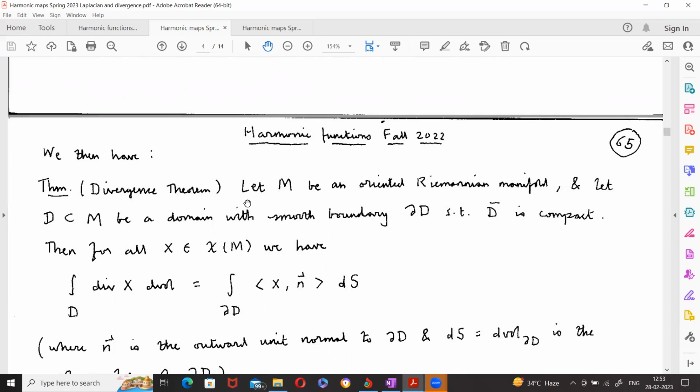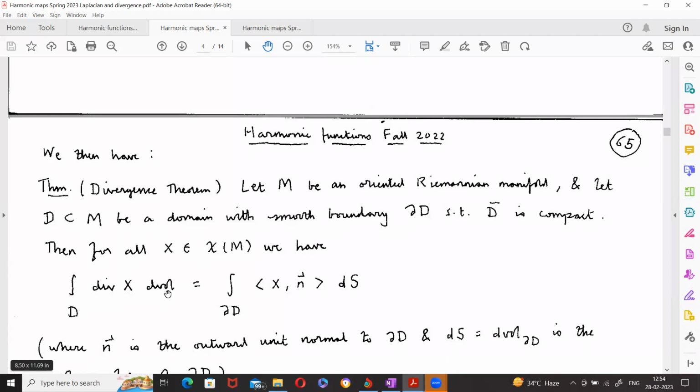So suppose M is now an oriented Riemannian manifold, and suppose D is a domain in M with smooth boundary such that D closure is compact. Then for any vector field X on M, we have that the integral over D of divergence of X d vol. Okay, so d vol makes sense because M is oriented now. It's not just a local volume form, it's a global volume form.